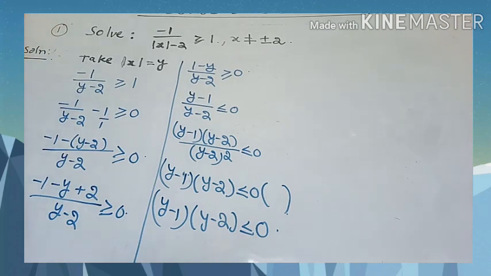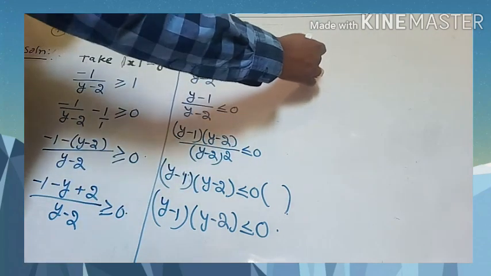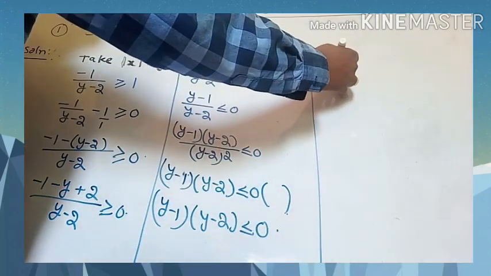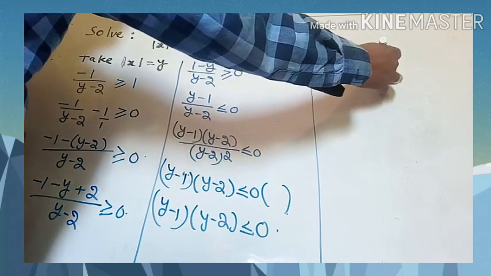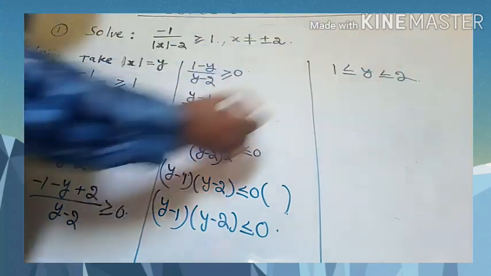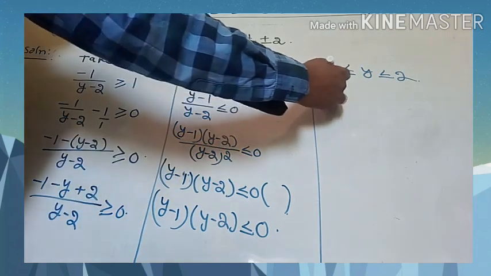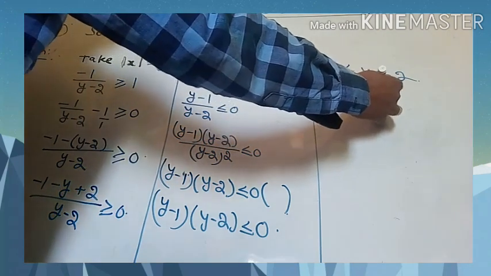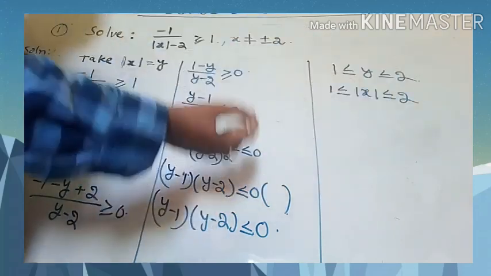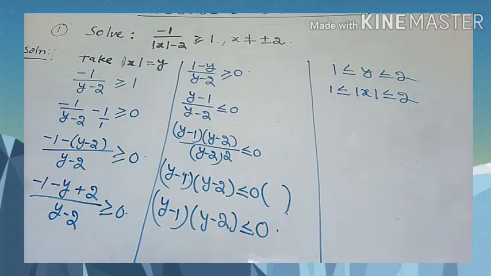After getting y minus 1 into y minus 2 less than or equal to 0, my dear students, we know that y values are 1 less than or equal to y less than or equal to 2. That means we have 1 less than or equal to mod x less than or equal to 2. These are the values we have got.